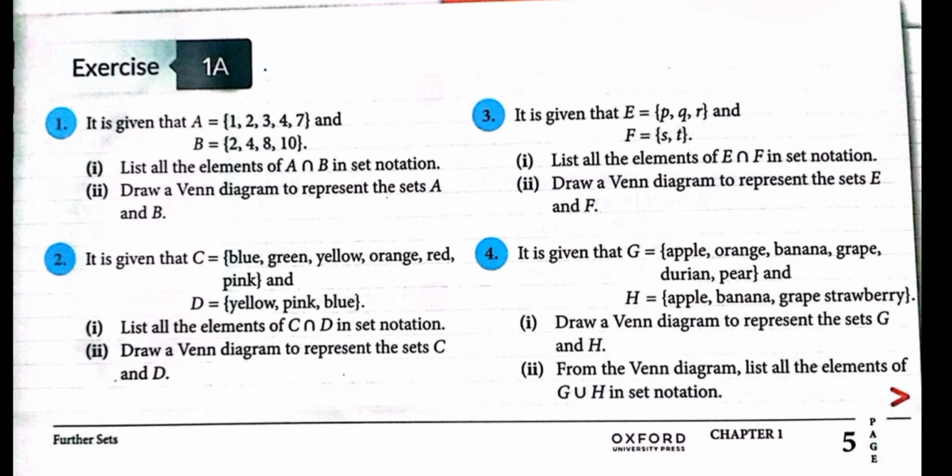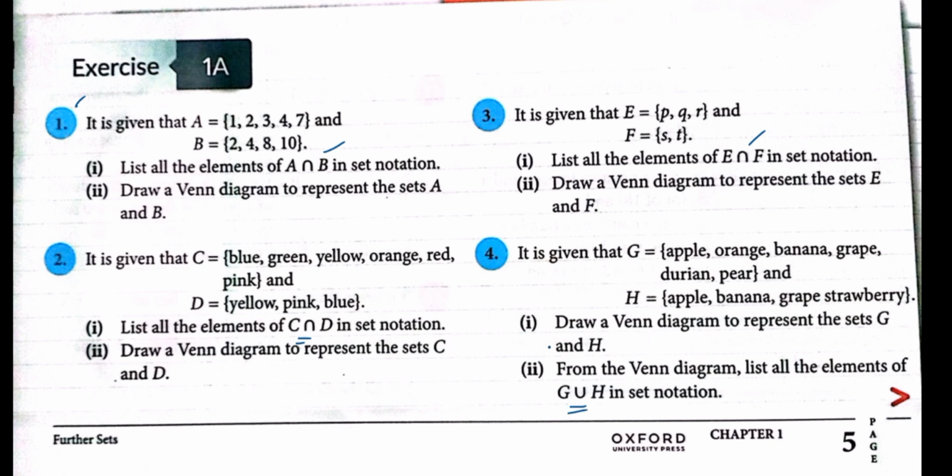In exercise 1a, the problems that are related to the intersection is problem number 1. Here we need to find A intersection B. Here we also require to find E intersection F. While in question number 4, this is the problem of union that we will discuss inshallah in the next lecture.